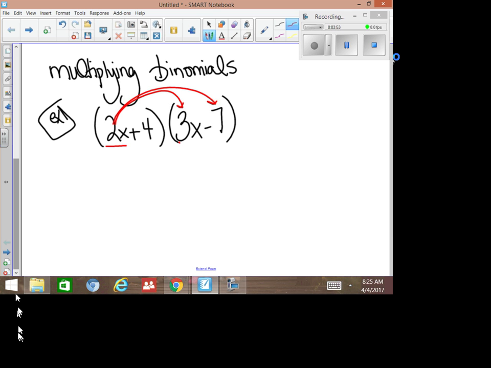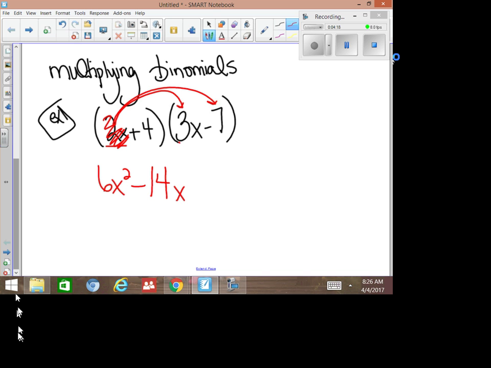6x to the second. Right. So 6x to the second. What is 2x times negative 7? Negative 14. So minus 14x. Okay, so I'm done with this term. I used it on both over here. I already used it. Okay?